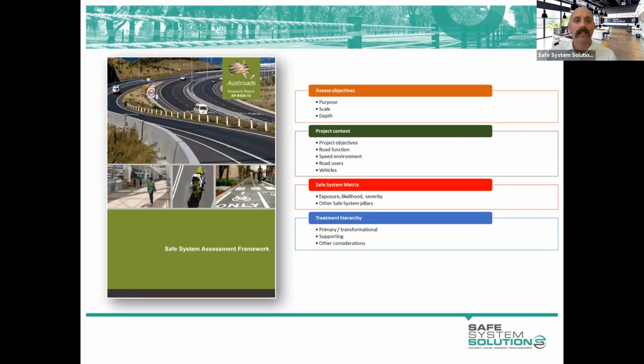Austroads then said this is a good idea and took it on and developed a project to develop a framework. Now they called it safe system assessment in order to differentiate it from a road safety audit, so people didn't just continue doing road safety audits, change the name, but do their exact same process. So it's called a safe system assessment. And Austroads put this document out in late 2016 with some guidance on how this can be done.